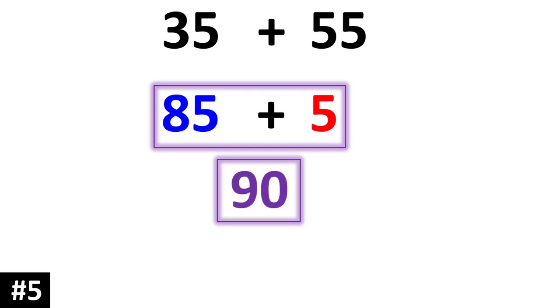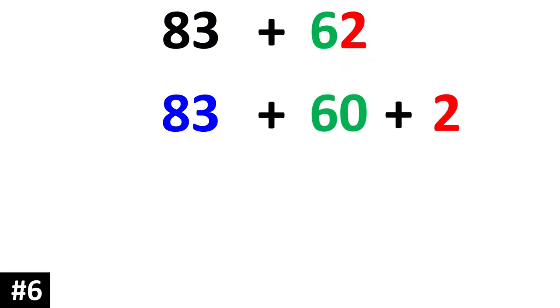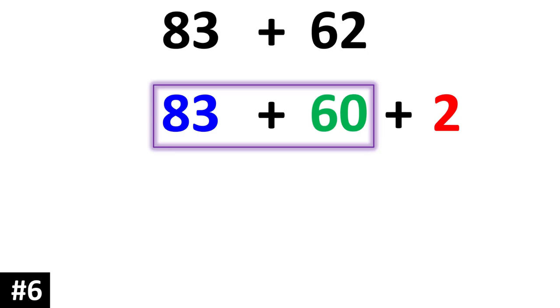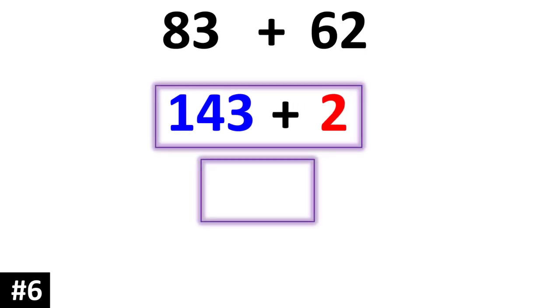83 plus 62. We're going to think of this as 83 plus 60 plus 2. 83 plus 60 is 143. If we add the 2, 143 plus 2 is 145.